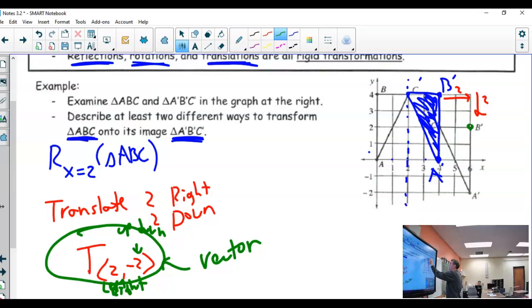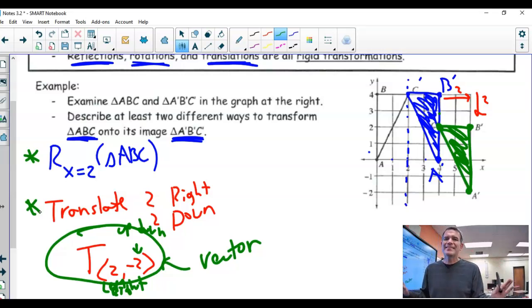I would take C 2 to the right and down 2. I would take point A 2 to the right and down 2, and I would end up right where I want to be. So this would be my 2 steps that would take the original triangle to the new triangle. That's it. Maybe you have 2 different, in fact, you could have 2 different steps and you could still get there. But one of them would have to be a reflection, all right?